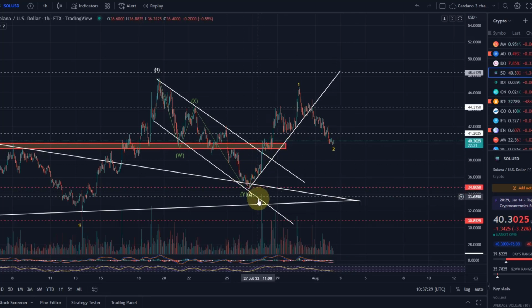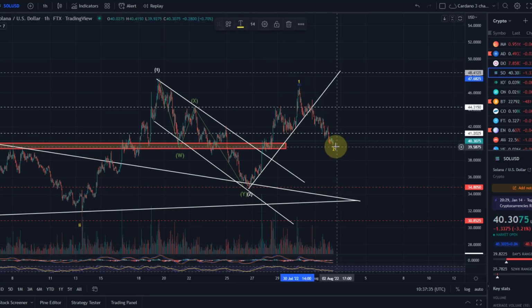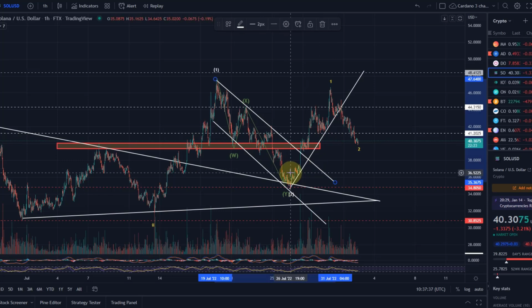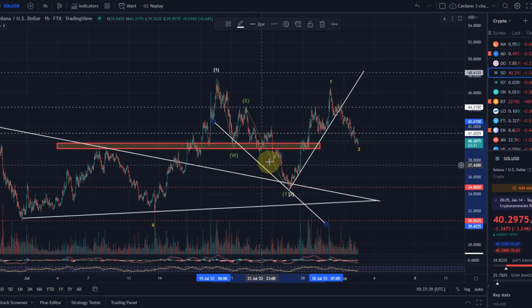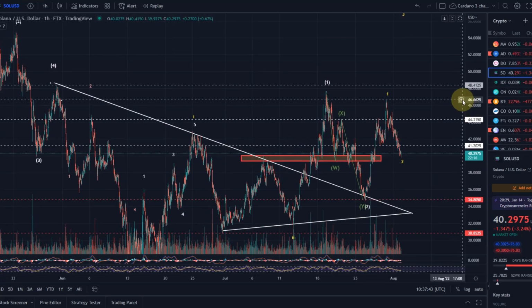So it seems like we completed another wave 1 to the upside and a wave 2 to the downside. Let me take out those lines here, we don't need them anymore. Also the trend line is not required anymore, it did its job.